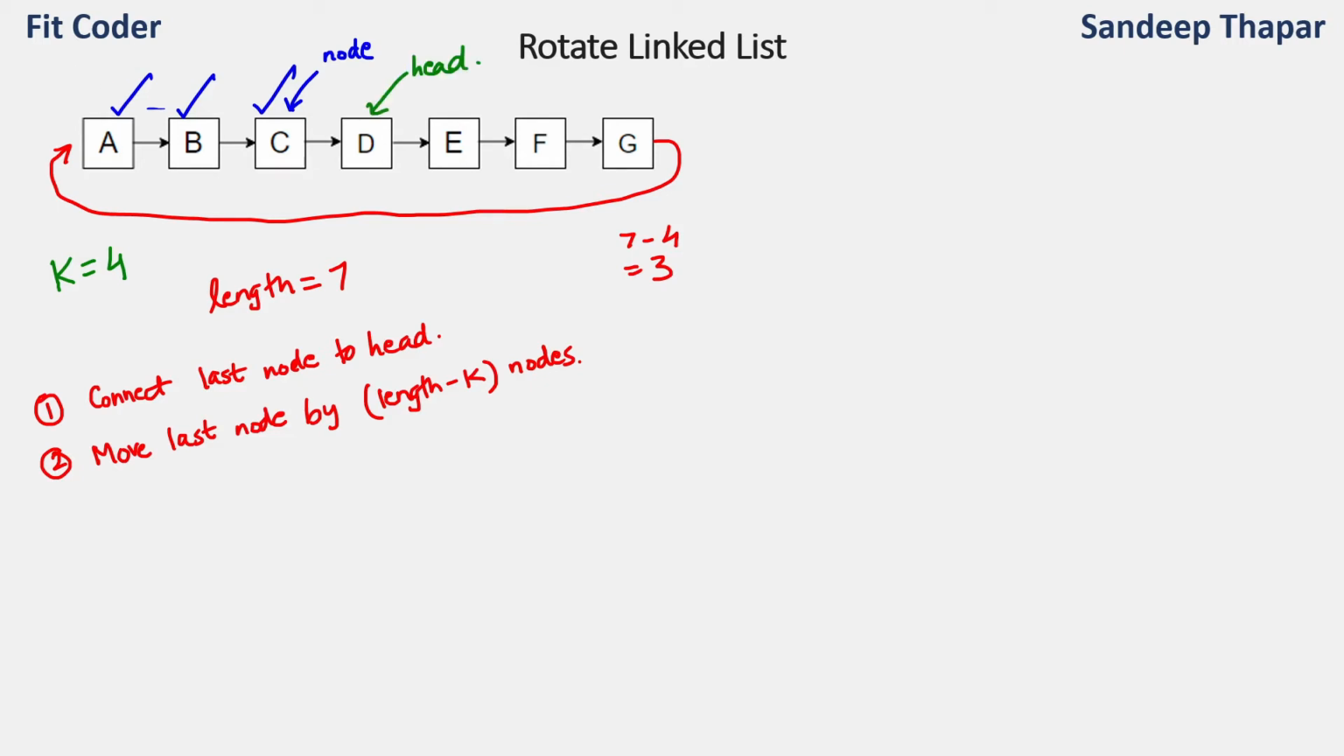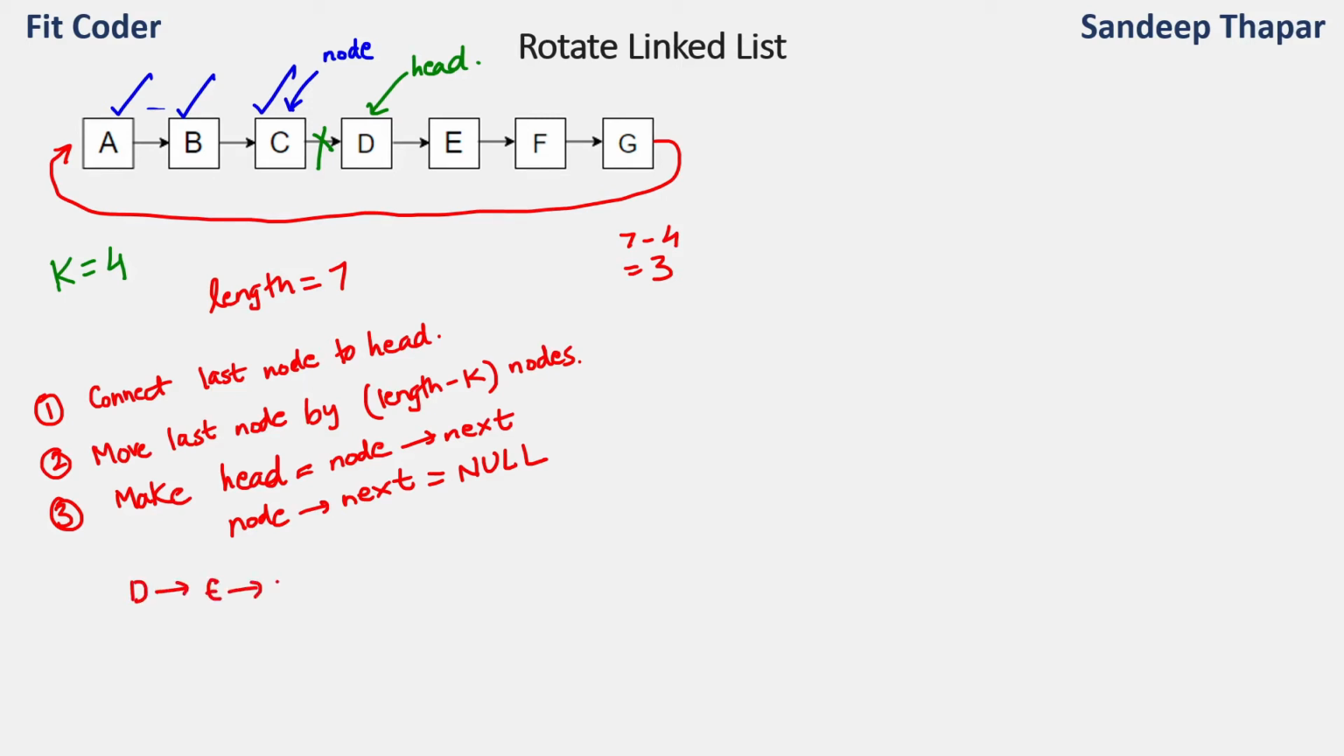And we'll break the link from C to D because C will be the last node for this rotated linked list. So in the third step, make head equal to node next and make node next equal to null. So basically we made D the new head and we break the link from C to D because C will be our new last node. So we print this linked list now. It will be D, E, F, G, A, B and C. So this is the linked list when we rotate it by 4 places to the right.